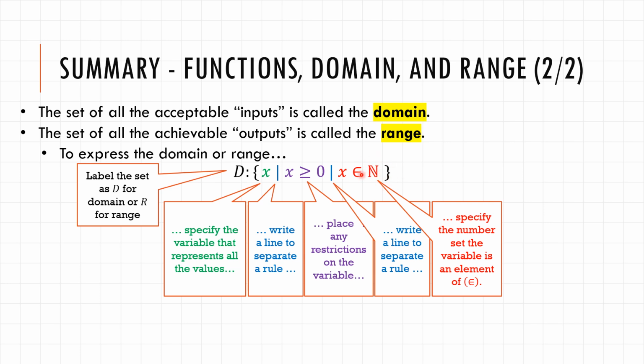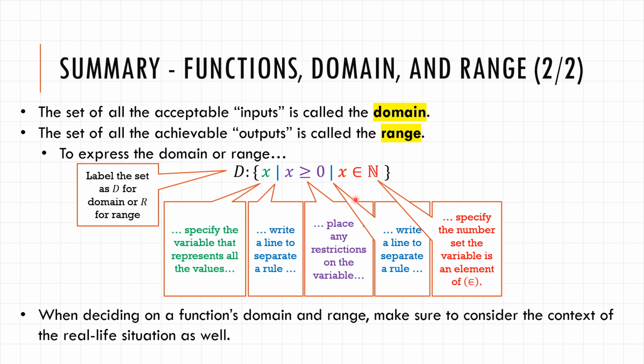The reason that this might be different is, real life sometimes doesn't allow you to use rational numbers or irrational numbers. When you're deciding on a function's domain and range, you have to consider that real life situation. So maybe the real life calls for this to be naturals or integers. Maybe even though your graph extends past 0, you might say, well, I can't have a negative height, so all of my values have to be greater than or equal to 0.